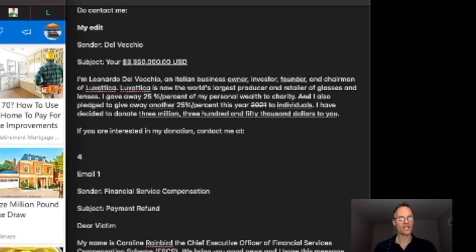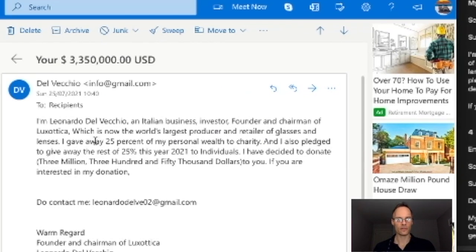Now they go on, which is now the world's largest. So they're talking about Luxottica, but it's a long sentence, so I think it's better just to end that sentence, and as you can see here, start the new sentence with an explanation of what Luxottica is. Luxottica is now the world's largest producer and retailer of glasses and lenses, full stop. So no big difference there apart from the start of it.